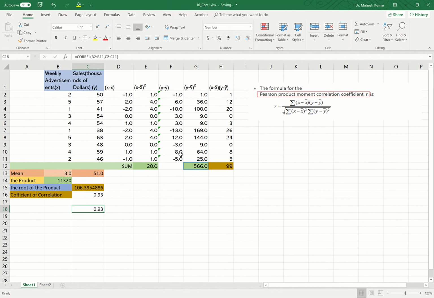So here I explained the whole procedure of calculating the correlation or the concept of correlation, and here we used the Excel version of the correlation coefficient. This is the Excel computed value, and both values are same.